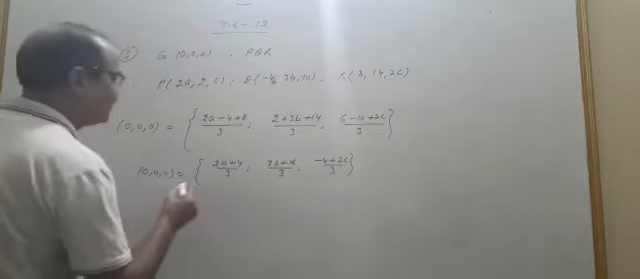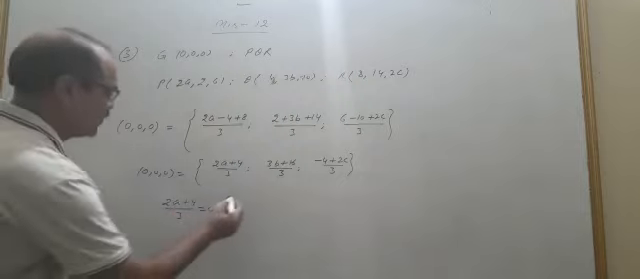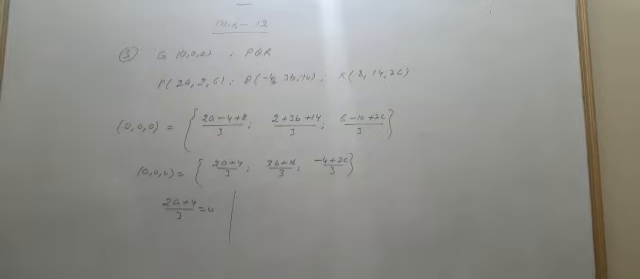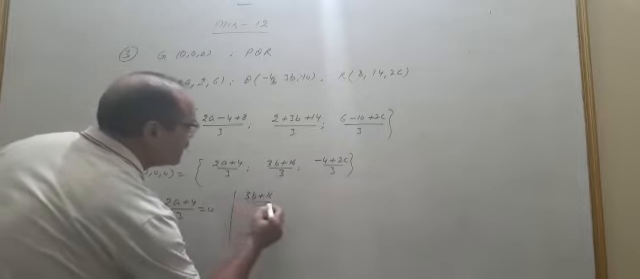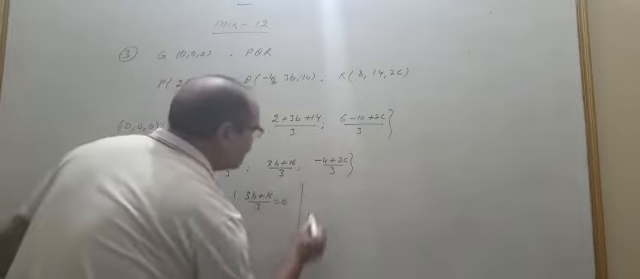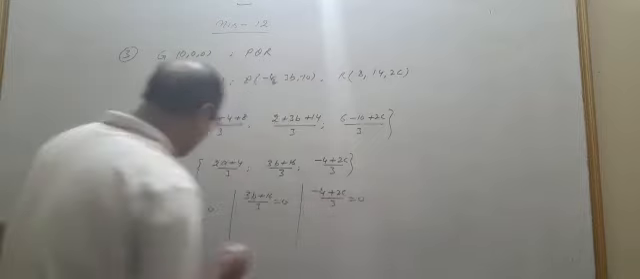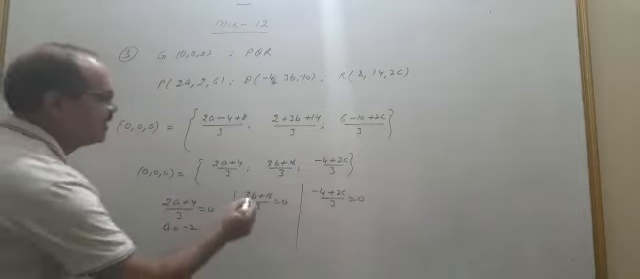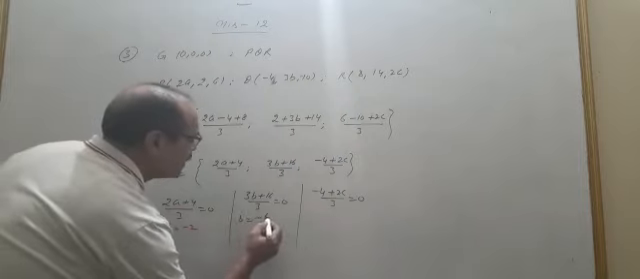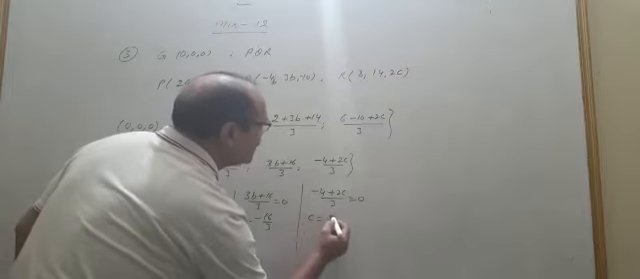Now I will compare, that is 2a plus 4 by 3 becomes 0 in the first case, and in the second case that is 3b plus 16 by 3 is equal to 0, and in the third case minus 4 plus 2c/3 is equal to 0. If I solve this, therefore a is equal to -2, solving this b is equal to -16/3, and solving this c is equal to 2.